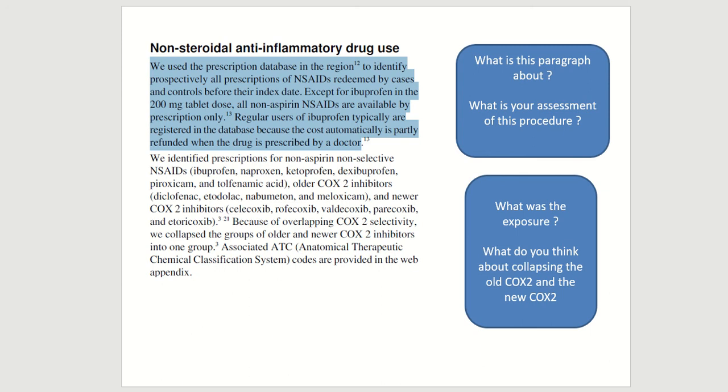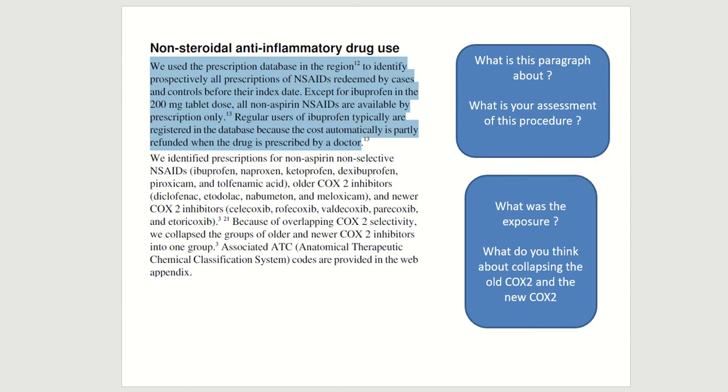So the paragraph reads, we use the prescription database in the region to identify prospectively all prescriptions of NSAID redeemed by cases and controls before their index date. And now I'll explain what index date means. Except for ibuprofen in the 200 milligram tablet dose, all non-aspirin NSAIDs are available by prescription only. Regular users of ibuprofen typically are registered in the database because the cost automatically is partially funded when the drug is prescribed by a doctor.